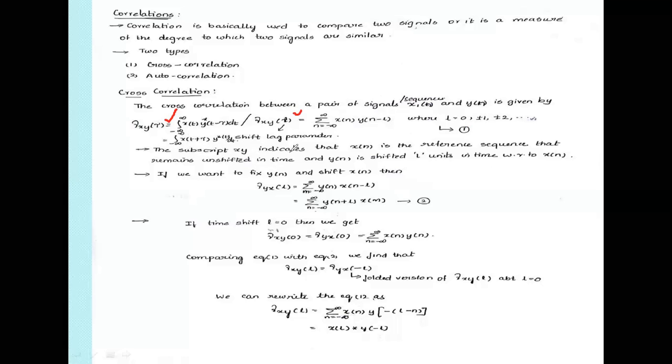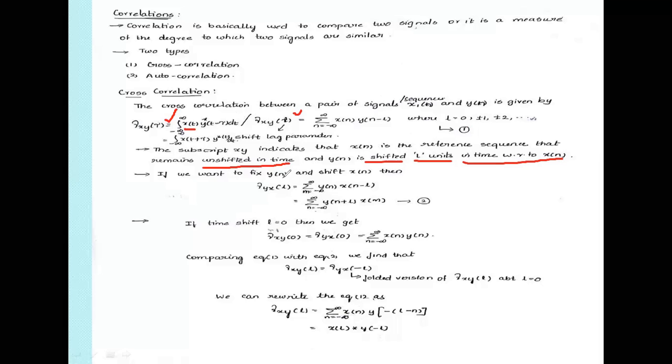The subscript xy indicates that x of n is a reference sequence that remains unshifted in time, and y of n is shifted by L units in time with respect to x of n. Here it is tau units in the continuous time function, and in the discrete time function, L units is shifted. So one is unshifted in time, another is shifted in time by L or tau, depending upon continuous or discrete.